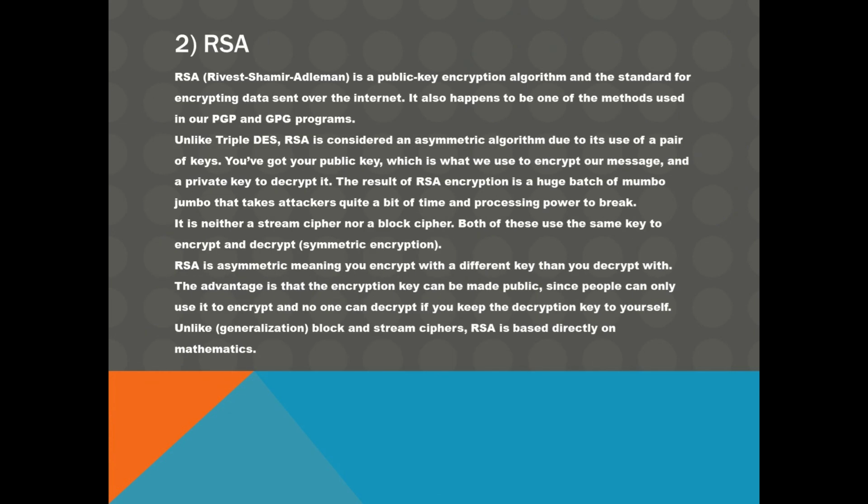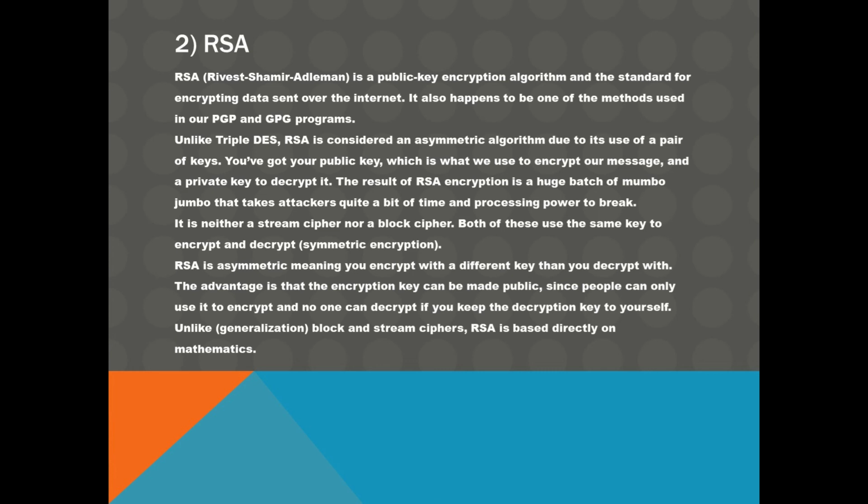So moving on to our next algorithm, which is called RSA. It is basically the short form of Rivest Shamir Adleman. It is a public key encryption algorithm and the standard for encrypting data sent over the internet. It is very popular in the world of internet and widely used for encrypting as well as sending data in a secure format all over the internet. Also, it happens to be one of the methods used in our PGP and GPG programs.